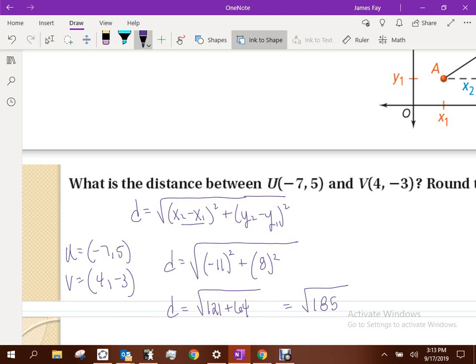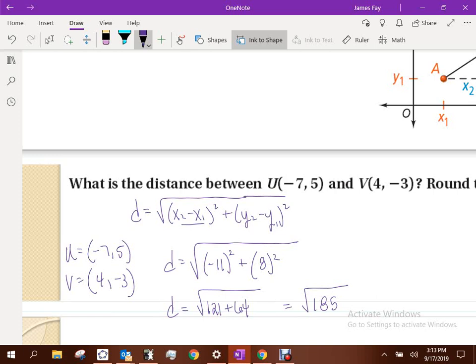But now think about this. What if I would have reversed it? What if I would have found the distance going from U to V and found that distance? So it's like going from this edge of my desk to this edge of my desk and finding the distance, right? If I go from this edge to this edge, should that be a different distance? No, it should be the same, right? So what if I go from V to U?